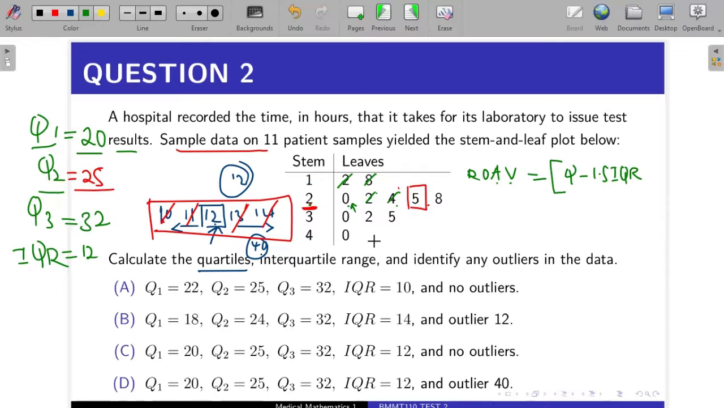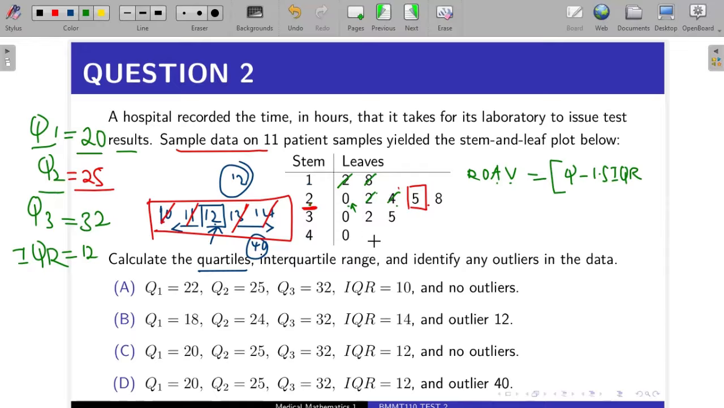Cancel out this 0, cancel out this 5. So I only remain with these 2. And it's in the stem for the 3. So meaning this is 32 here. Okay, no wonder the Q3 was 32. Okay, so the one who asked how we are finding this, I hope you've gotten it now.